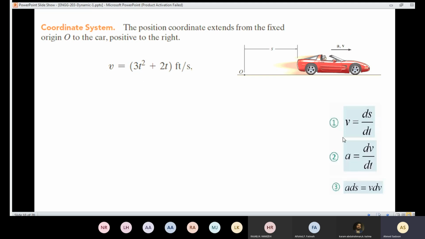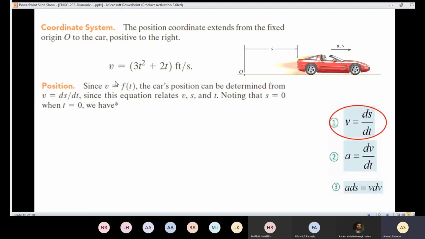Now I need to determine the position. In order to determine the position, I need to use one of those equations. So which one is it? Either the first one, the second one, or the third one. Here I have ds, and in order to get the position, I need to integrate dt. The equation depends on the time and v, and here I have the equation of v. So the most suitable one is this equation here. So in order to get the position, I'm going to use this equation.